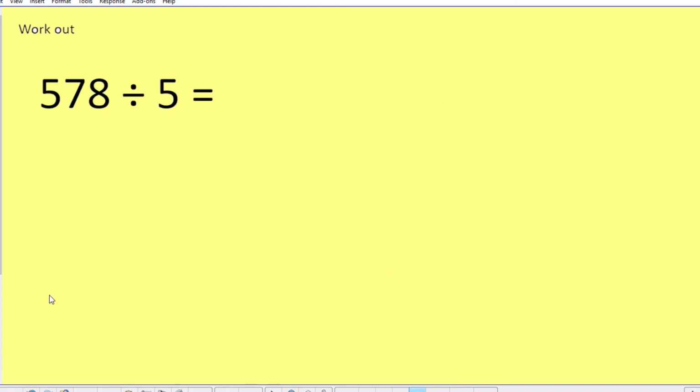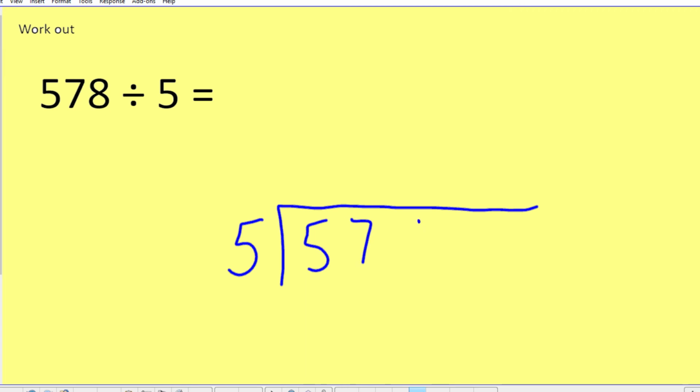Okay, dividing by a number that leads us to a decimal. So again, this doesn't start as a decimal, but it's going to lead us to a decimal answer. So again, back to our bus stop. We've got 5 on the outside, and 5, 7, 8 inside. So 5 divided by 5 is 1, no remainder. 7 divided by 5 is going to be 1, but the remainder of 2. 5s into 2 can't go, so 5s into 28, 5, 10, 15, 20, 25. So you've got 5, and from 25 to 28, it's remainder of 3.